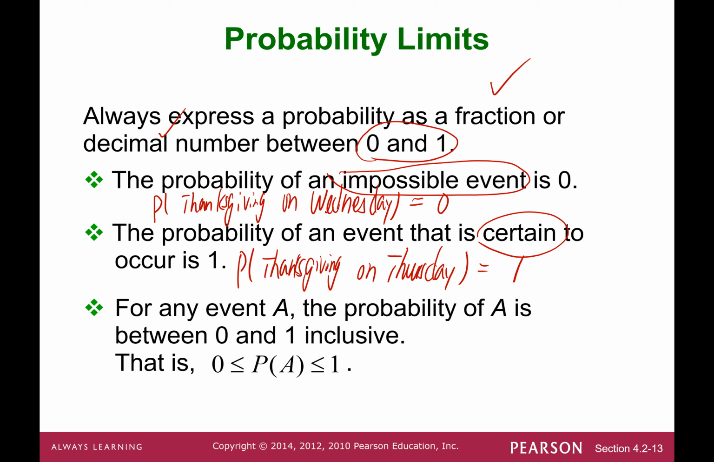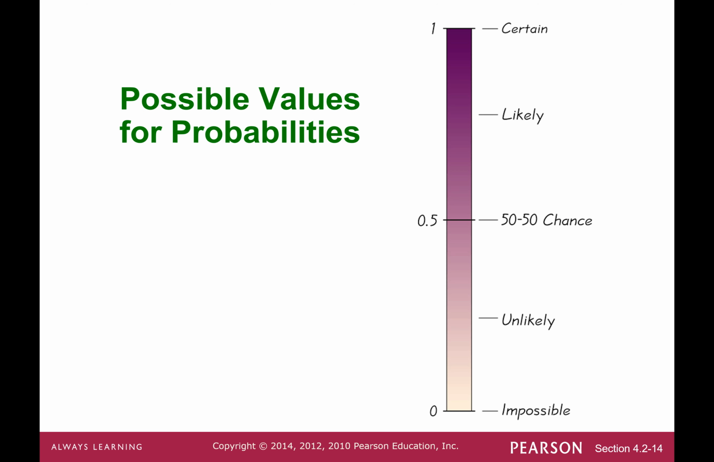So for any other event A, the probability of A is between 0 and 1. Always. So probability of A is greater or equal to 0, less or equal to 1. So these are the possible values for probabilities. We have a certain event whose probability is 1, and anything in between we get a likely event. So for a likely event, the probability of A should be greater than 0.5, less than 1.